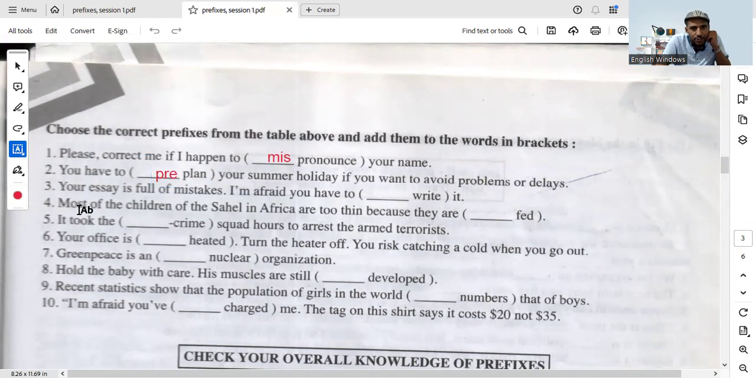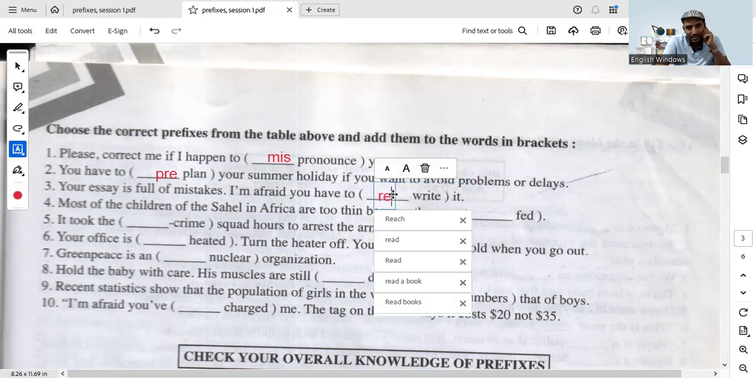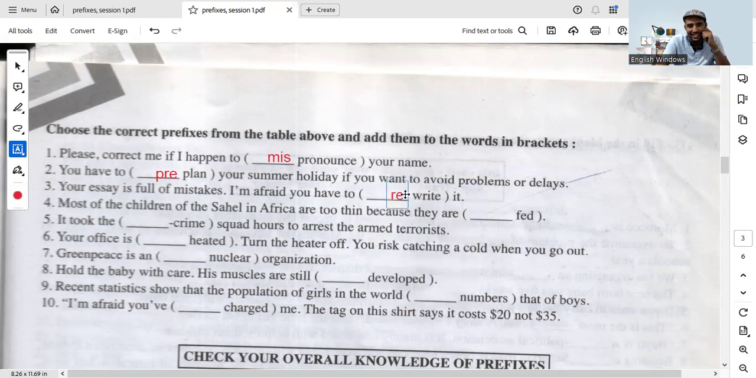Well, number 3, your essay is full of mistakes. I'm afraid you have to rewrite it again, yes, because it's full of mistakes. You got to rewrite this essay again.